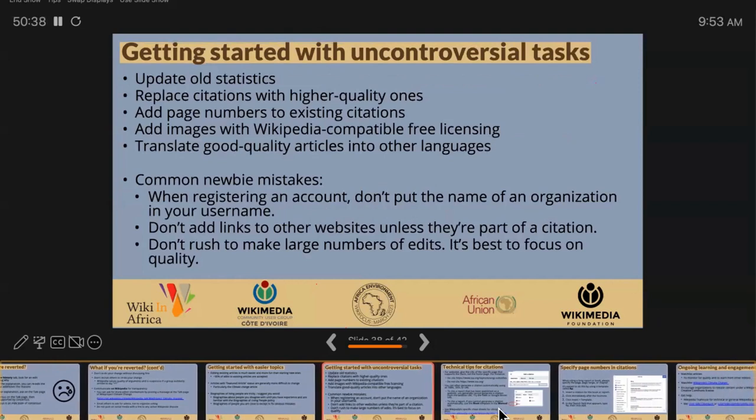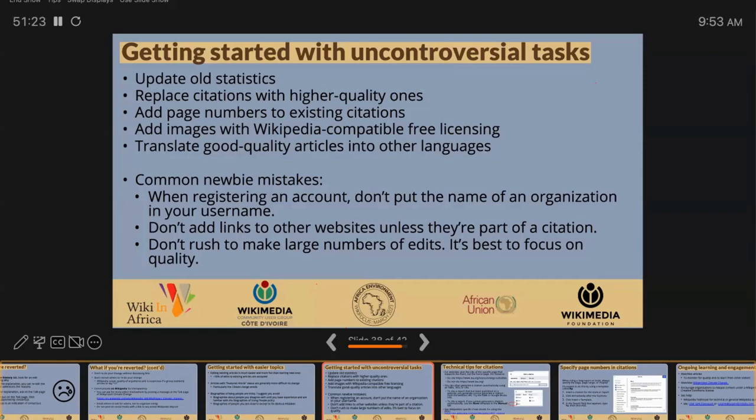Uncontroversial edits that you can get started with: updating old statistics is really great. We have a whole lot of stuff in Wikipedia that's just old. Using higher quality citations. We have a lot of citations to stuff that's just not great, you know, news articles, activist blogs, that kind of thing. Adding page numbers to citations, we love that. Adding images, just make sure that they're compatible with Wikipedia's licensing policy. And translating: if you see an article that's good and you can recognize it as being good, please do translate it.